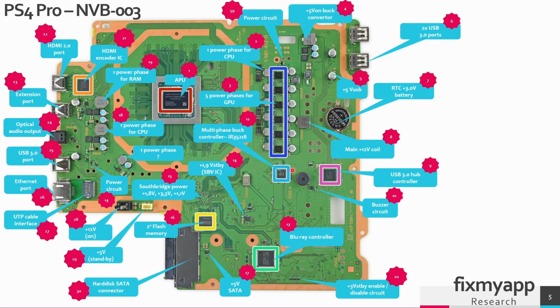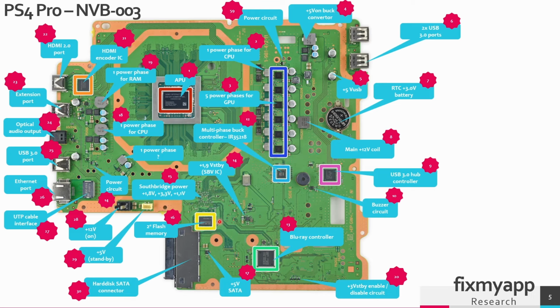This is a multi-phase buck controller. It will control all those drivers for every phase. This is a driver IC, and the controller will coordinate all those drivers with the correct PWM signals. Also in this region, on the other side, there's a power driver IC, and also on this power phase. And the PWM signal for every phase comes from this main multi-phase buck controller.